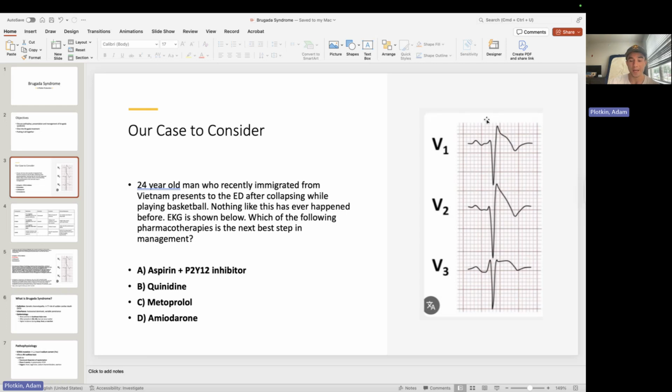So really, high-yield takeaway: the Q is the first negative deflection after the P wave. The R is the first positive deflection after the P wave.